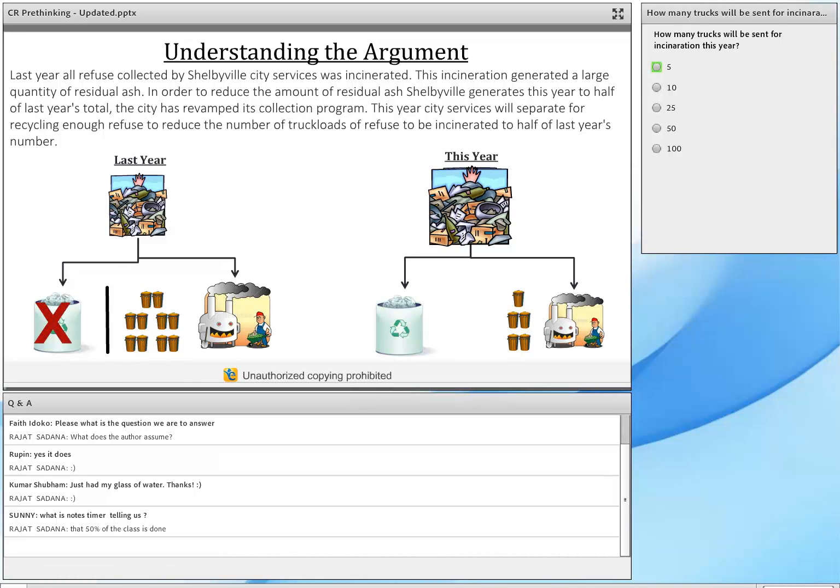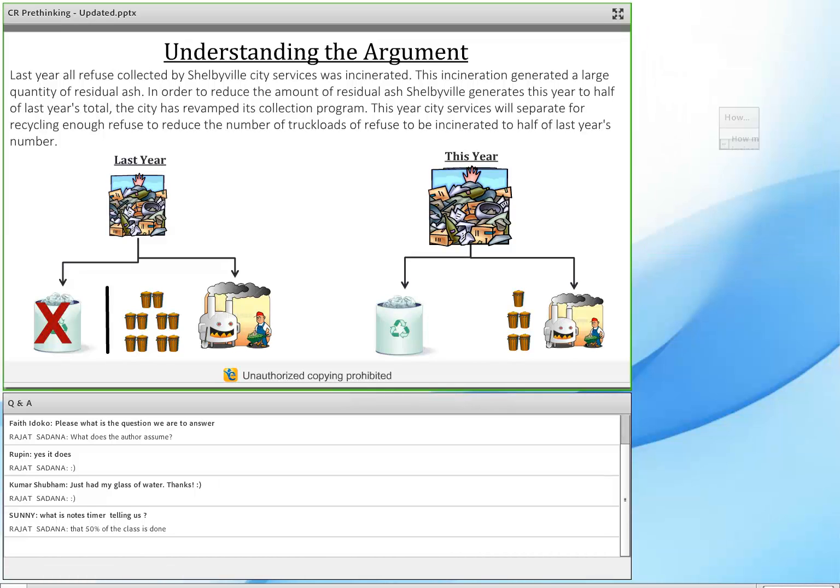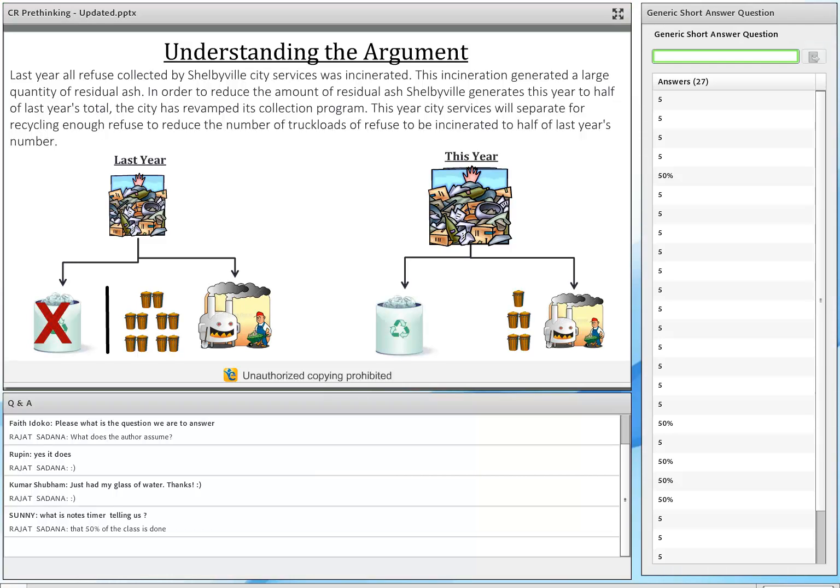Let me end the poll, broadcast the results. 55% of you think it's 50. 16% of you think it's 100. Both these groups would be wrong. 21.6% of you think it's 5, and you guys would be absolutely correct.